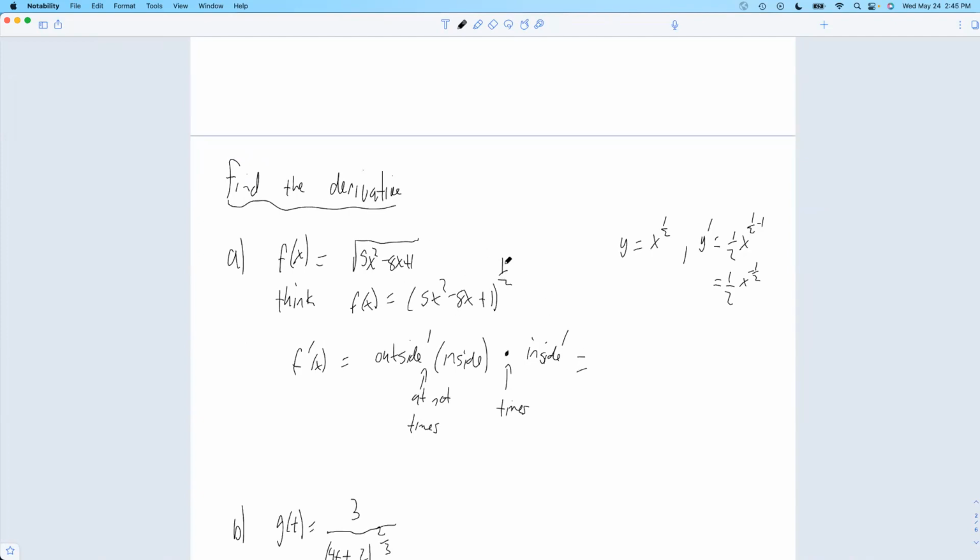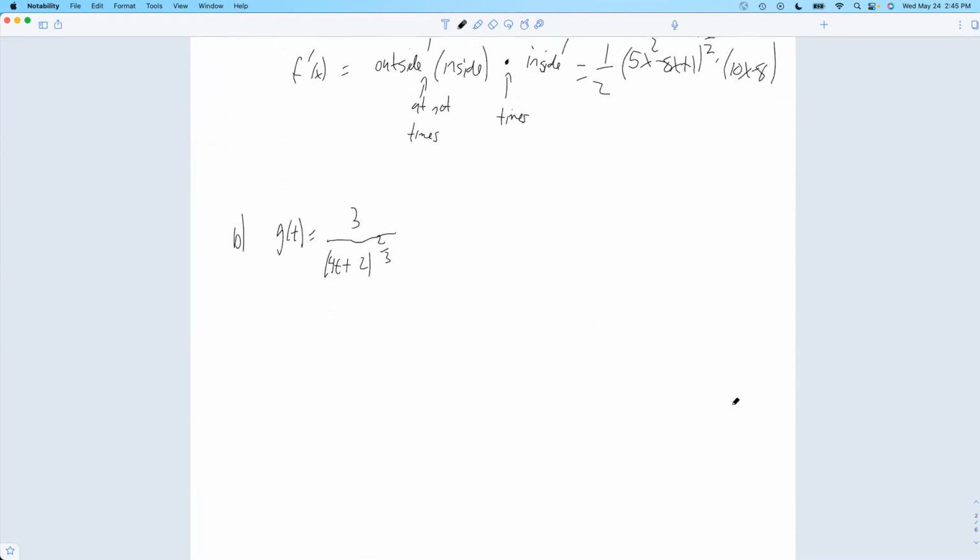I've got this function. That 1/2 is going to come down front. Leave the inside alone. My new exponent is negative 1/2 times the derivative of the inside. And here it's just a whole bunch of power rules and sum rules. What do I get? 10x minus 8. Derivative of 1 is just 0. And maybe I could clean this up some. Maybe I couldn't. Don't really care at this point.